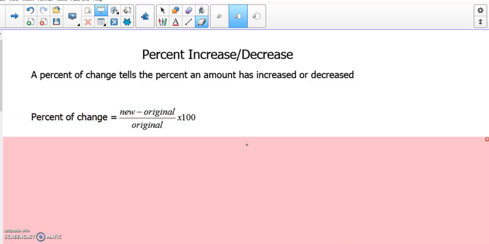And to do that, we use this formula right here. Percent of change is equal to the new number minus the original number divided by the original number. You take that fraction, change it to a decimal, you multiply it by 100, and then that gives you your percent of change.